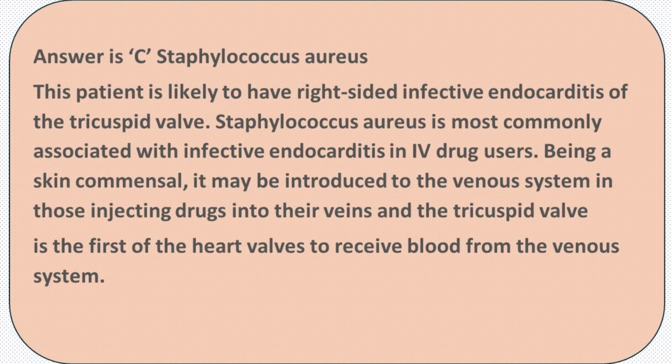Staphylococcus aureus is most commonly associated with infective endocarditis in IV drug users. Being a skin commensal, it may be introduced to the venous system in those injecting drugs into their veins, and the tricuspid valve is the first of the heart valves to receive blood from the venous system.